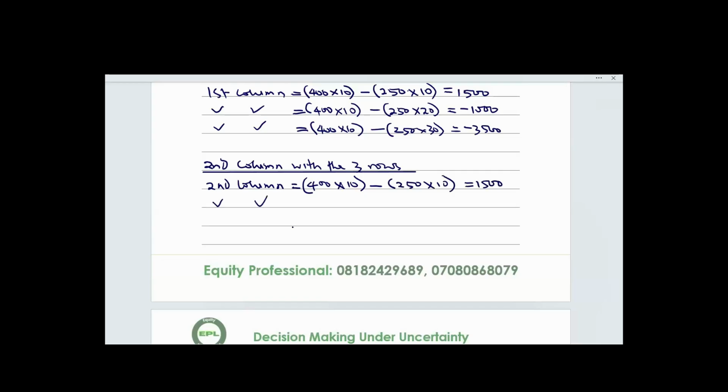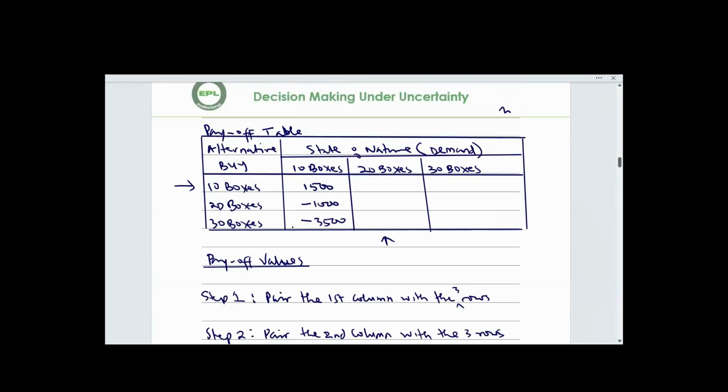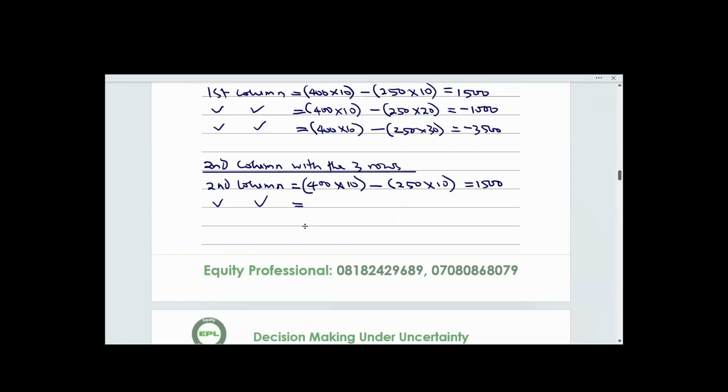We are still in the second column. In that second column, customers are demanding for 20 boxes. You have also bought 20 boxes to sell to the customers. So you are good to go. So here will be 400 multiplied by 20 minus cost 250 multiplied by 20 apple. So 8,000 minus 5,000 will give us positive 3,000.